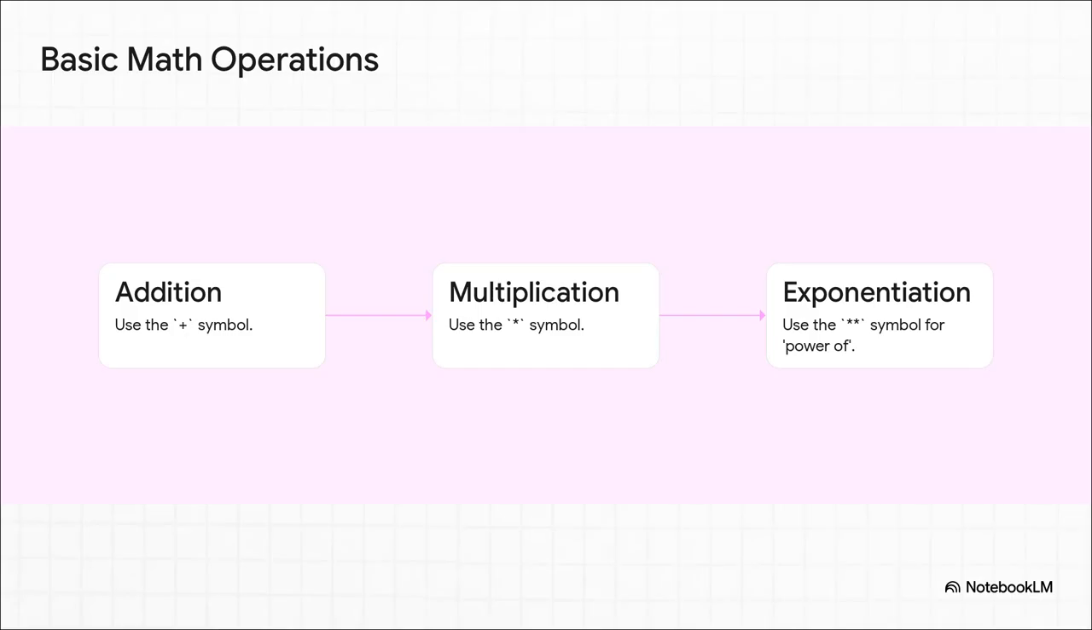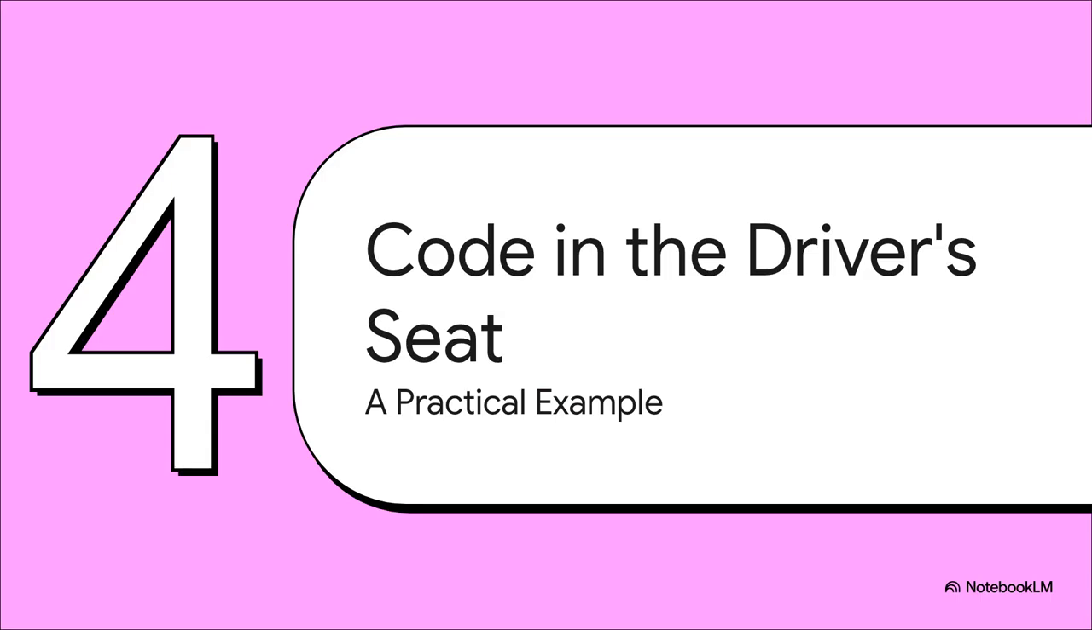And doing math is about as easy as it gets. You use the symbols you'd expect, a plus sign for adding, an asterisk for multiplying, and for something a little fancier, like raising a number to a power, you just use 2 asterisks. Simple, clean, and powerful. Okay, so we have these abstract concepts. We've got our flexible lists, our labeled dictionaries, and these unbelievably powerful numbers. Now let's bring it all together and see how they solve that real-world car problem we started with.